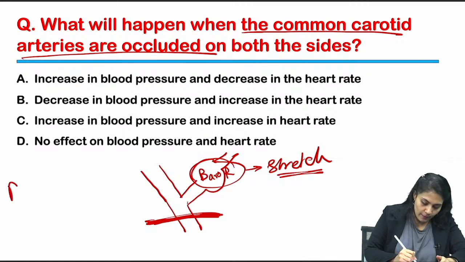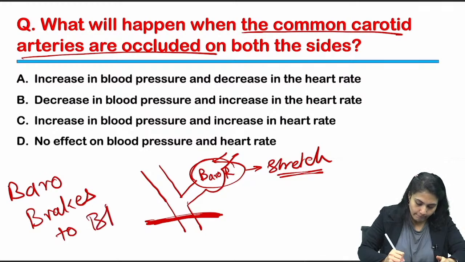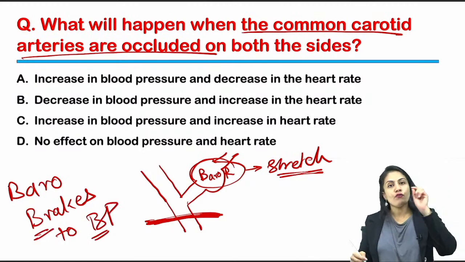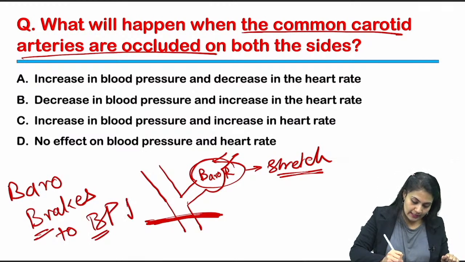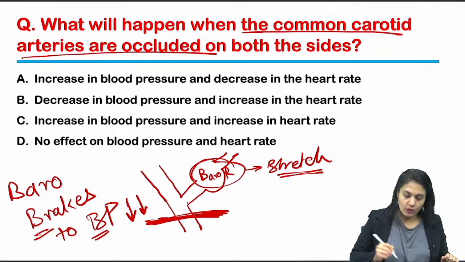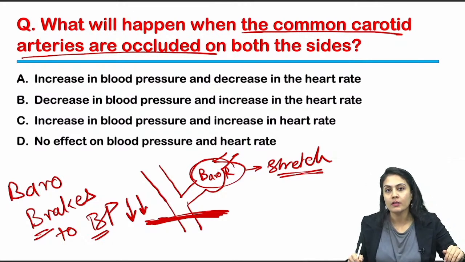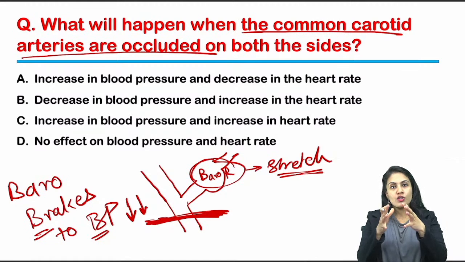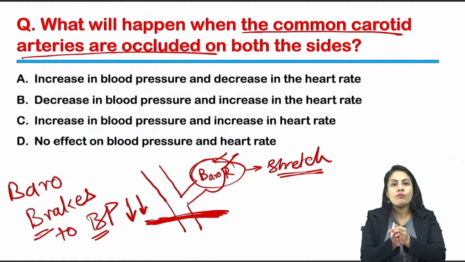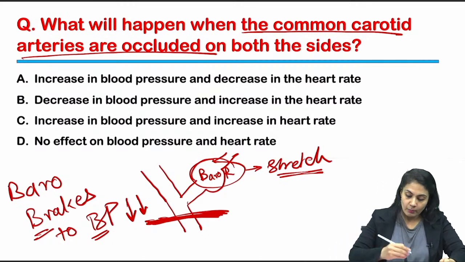And we know baro, B for baro, B for brakes. Baroreceptors, they act as a brake to the BP. The function of the baroreceptor is to decrease the BP, right? But since we occluded the common carotid artery, no blood supply is reaching towards the baroreceptor. So baroreceptors are not getting stretched. If they are not stretched, they won't be causing decrease in the BP. Rather, there will be no stimulation to the VMC.